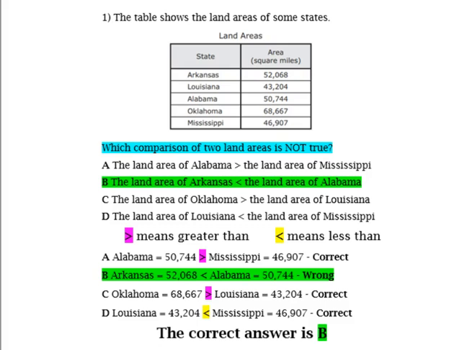Now, based on that information, in looking at what is not correct, we know that B is our correct answer because 52,068 is not less than 50,744. So again, in looking for the comparison of the two land areas that is not true, we know that B is the correct answer because that comparison is wrong. Let's move to question number 2.